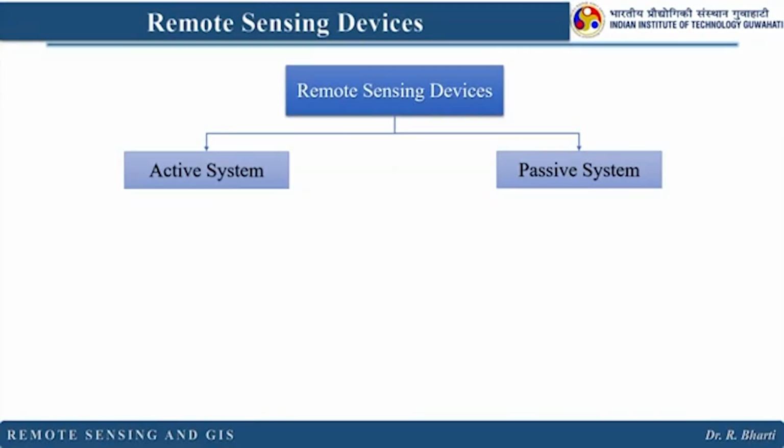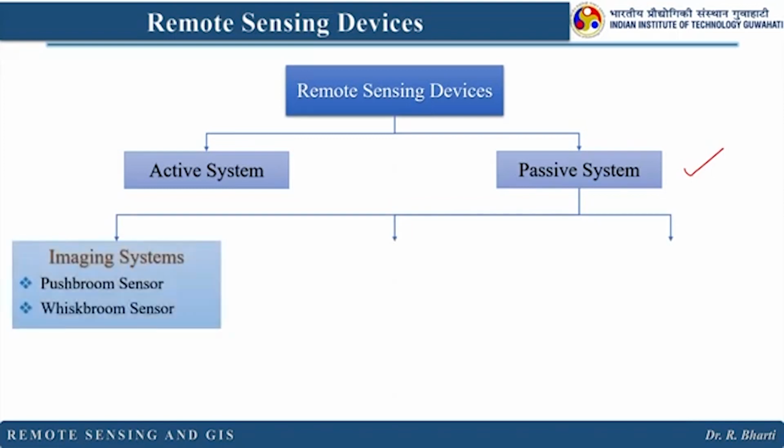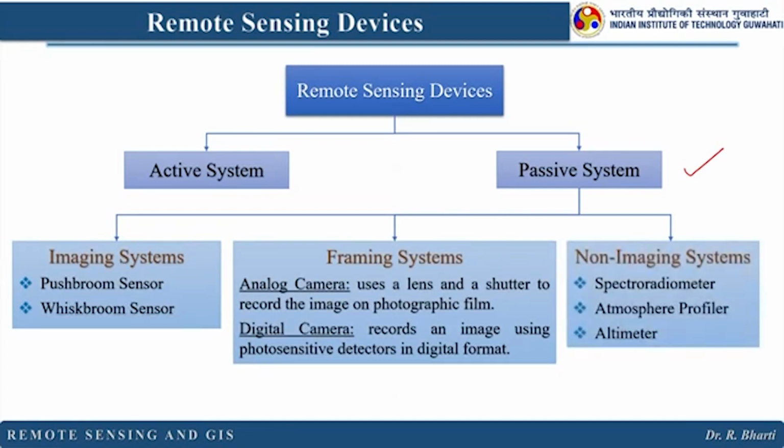Let us understand what the different types of devices available in remote sensing are. Here we have two categories: the first is the active system and the next is the passive system. I hope you remember these two terms. Active system means you have your own source of light when you are engaged in imaging. In a passive system, we use solar energy as the source. If you subdivide the passive system, you have the imaging system, framing system and non-imaging system. In the imaging system, we have push broom and whisk broom. This is known to you.